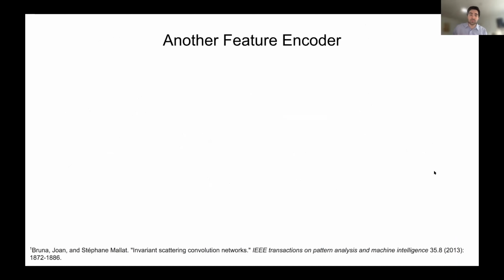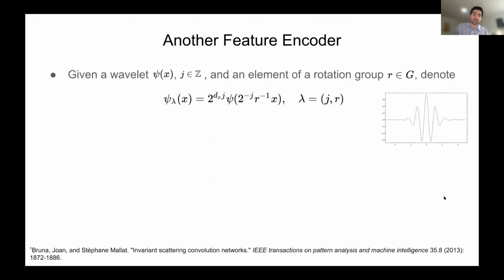However, in practice, we end up using a different feature encoder. This is the so-called scattering transform, which was introduced by Stéphane Mallat and Joan Bruna at the beginning of the 2010s. It is built off of wavelet transforms, but with a bit of a different structure.